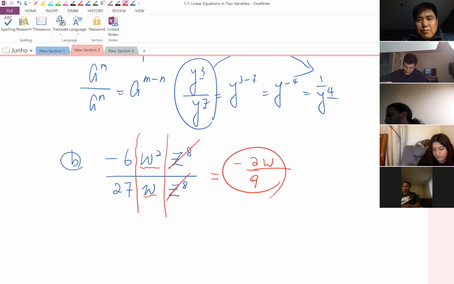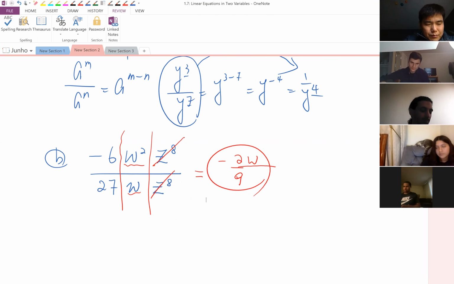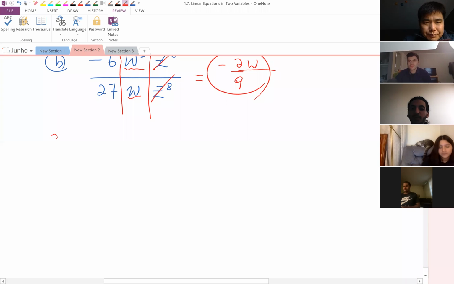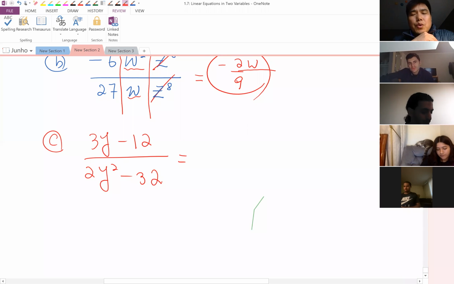So any questions between A and B? No? Okay, then I can move to C. C is 3y minus 12 over 2y squared minus 32. Okay. Can anyone share your opinion or idea?